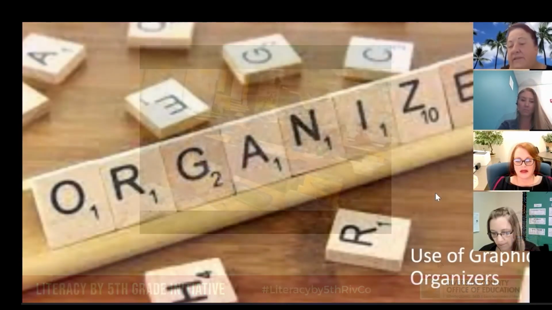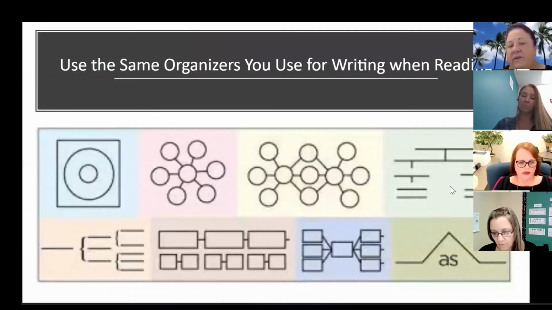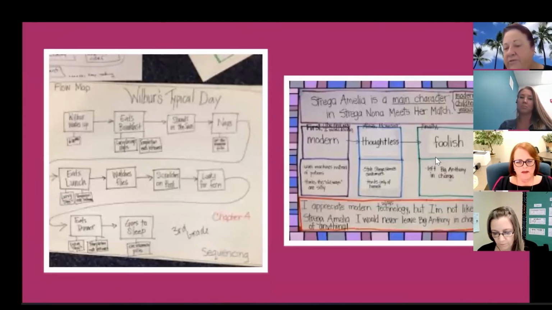Building upon what Alyssa said, I think they would have benefited from an organizer too, to kind of map those things as well. So a thinking map or one of the organizers from Wonders, right? Or those types of things. But what matters, I guess this is what I want to say, is that whatever you use for writing, you should use for reading.